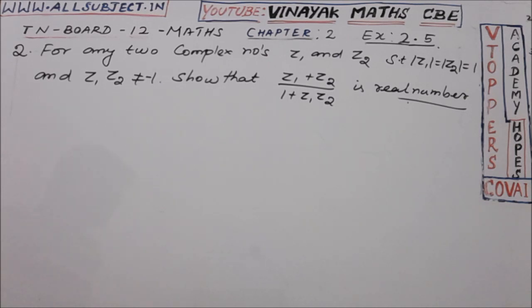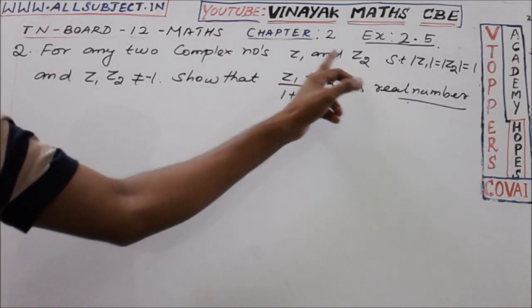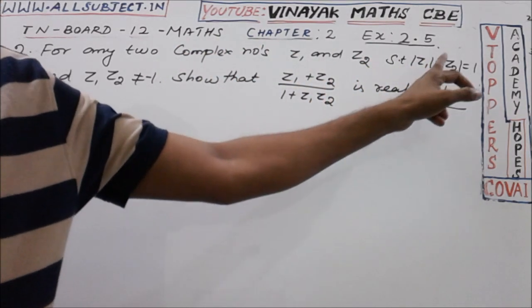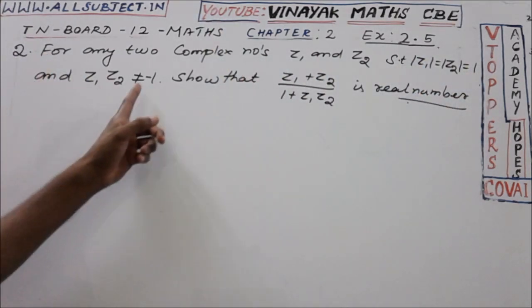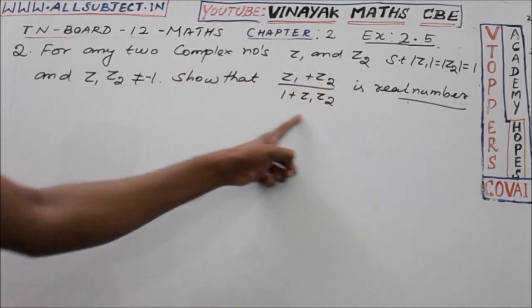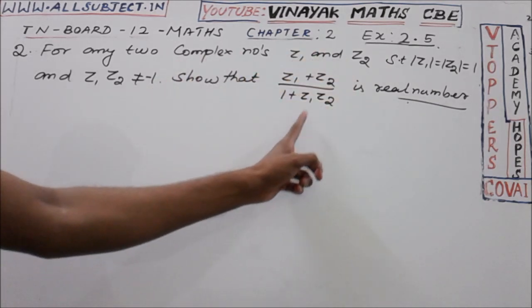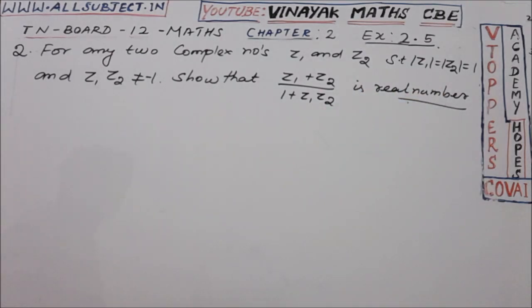Question number 2. For any two complex numbers z1 and z2 with the condition modulus z1 equal to modulus z2 equal to 1 and z1 z2 is not equal to minus 1, show that (z1 plus z2) by (1 plus z1 z2) is a real number. That means only the real part will exist. A real number we should prove.